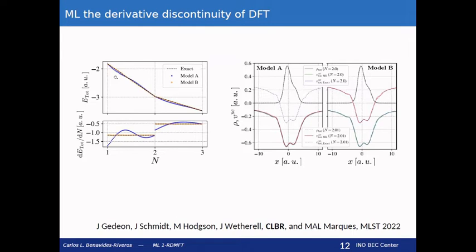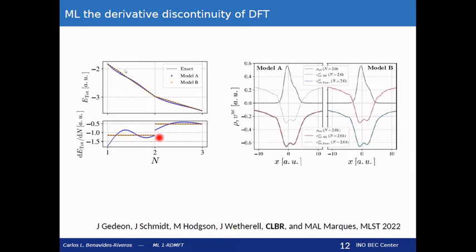And there are 2 models here. The first, model A, we train only with a fixed number of particles, without introducing this derivative discontinuity in the architecture. And then what is clear is that it is unable to reproduce the correct behavior of the energy. The second model, we introduce that architecture and we obtain exactly the correct expression for the energy. And here you can compare the errors.